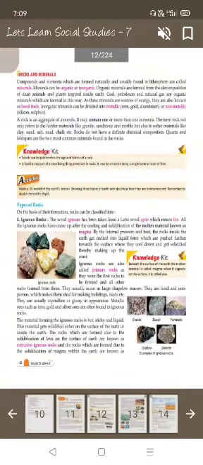Let's study about rocks and minerals. Compounds and elements which are formed naturally and usually found in the lithosphere are called minerals. You have already studied the lithosphere in chapter 1. Minerals can be organic and inorganic. Organic minerals are formed from the decomposition of dead animals and plants. Further, the inorganic minerals are divided into metallic and non-metallic.